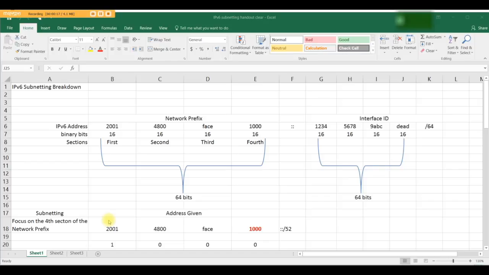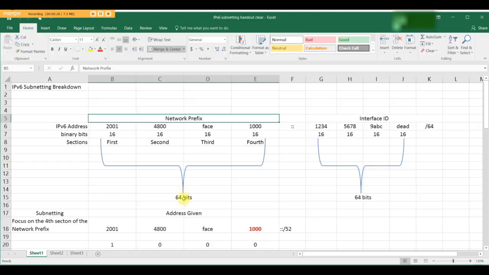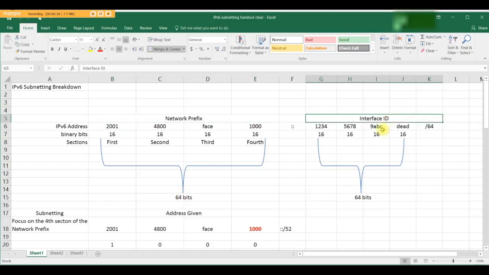All right, we all understand that IPv6 is a 128-bit address. Each section or field, whatever you want to call it, is 16 bits long, which this portion right here gives us the network prefix of 64 bits. And this portion right here gives us a prefix of 64 bits. And obviously, this is considered your prefix length. How many bits are on.